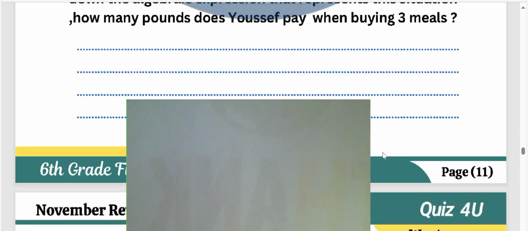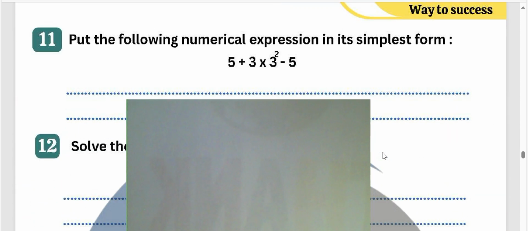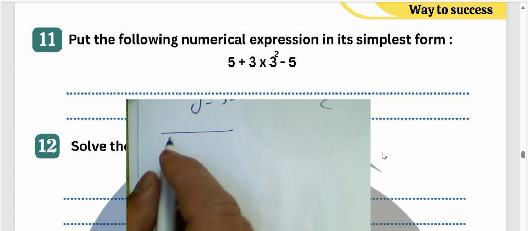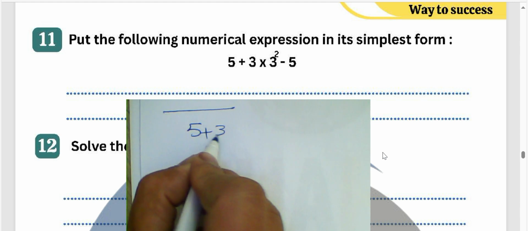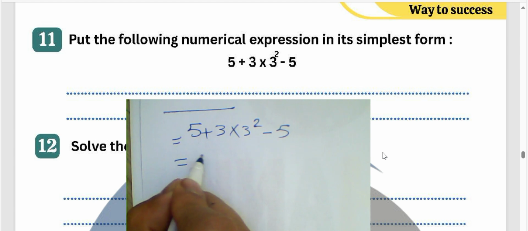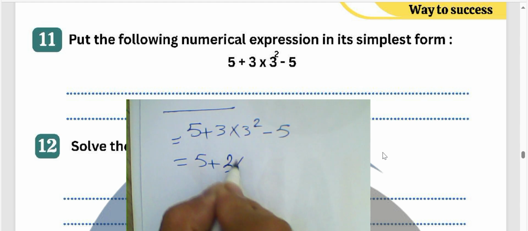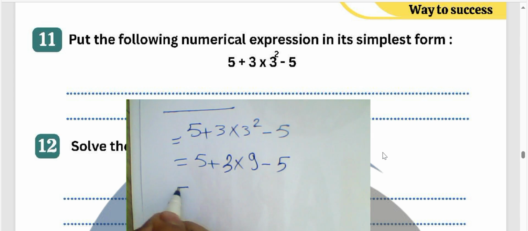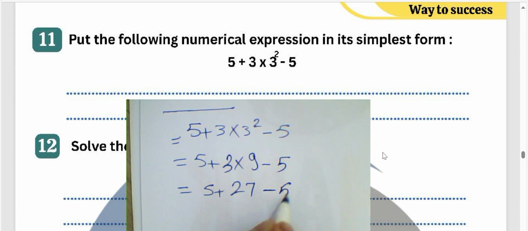Next question. Put the numerical expression in simplest form. We have 5 plus 3 times 3 power 2 subtract 5. Write 5 plus 3 product 3 power 2, which is 9, minus 5. Write 5 plus 3 times 9, it will be 27. Subtract by 5. We can write 5 minus 5 is 0. 0 plus 27, it will be 27.